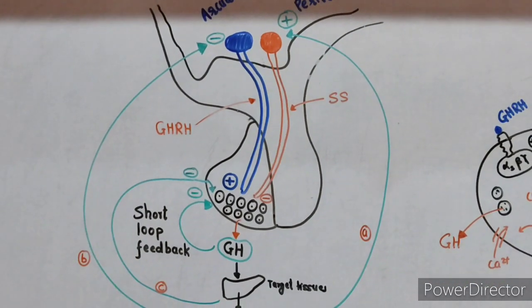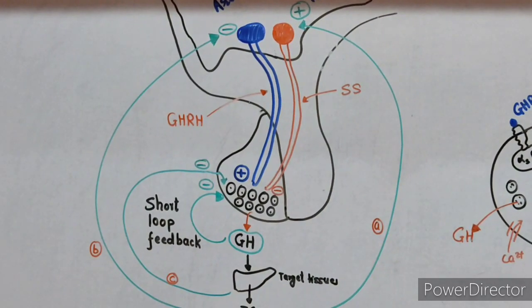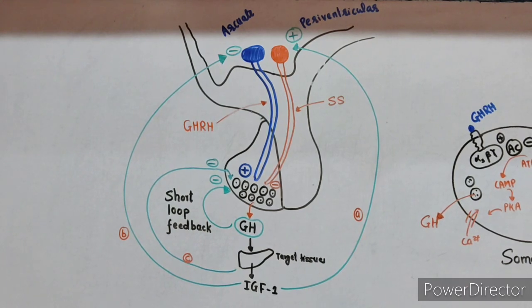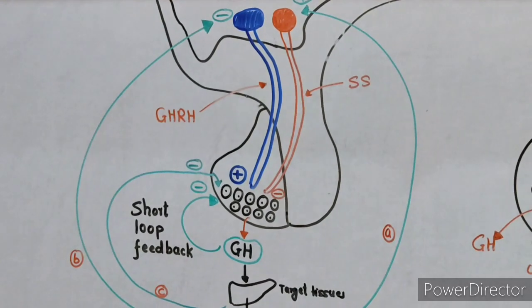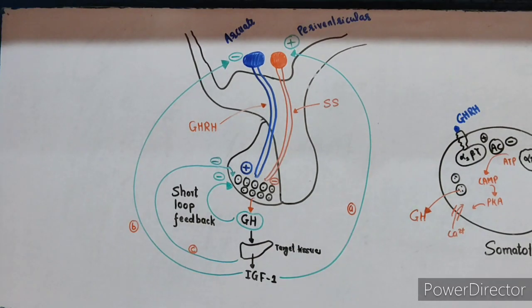Now let's see the negative feedback by growth hormone and insulin-like growth factor 1. Growth hormone inhibits its own secretion by acting on somatotrophs. This is called short loop feedback. Growth hormone, by acting on target tissues, especially liver, produces insulin-like growth factor 1. Insulin-like growth factor 1 has an important role in negative feedback suppression of growth hormone. It has been shown by green color lines A, B, C.